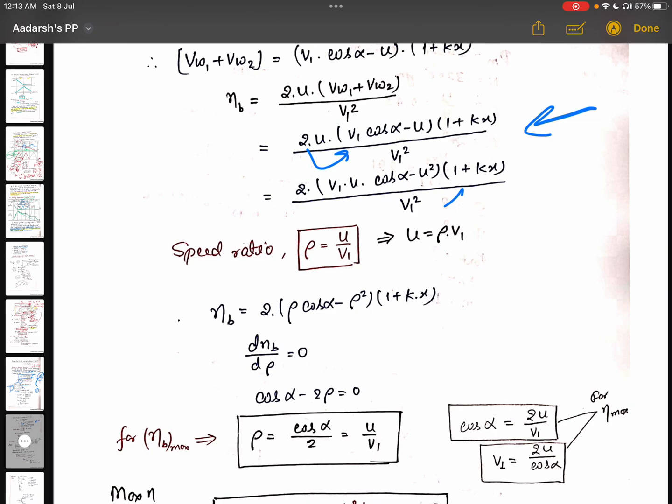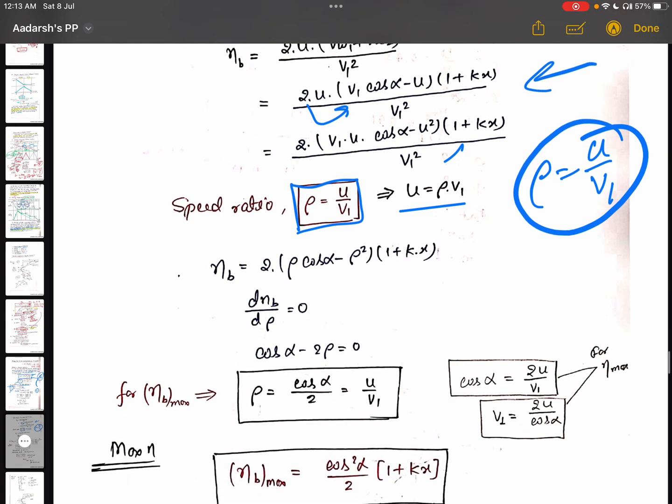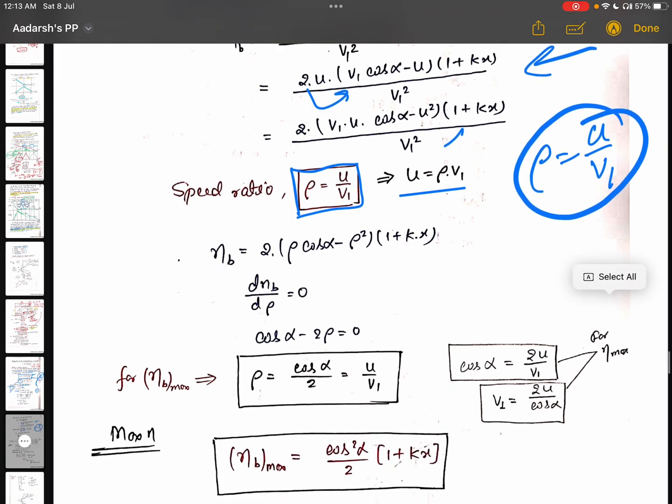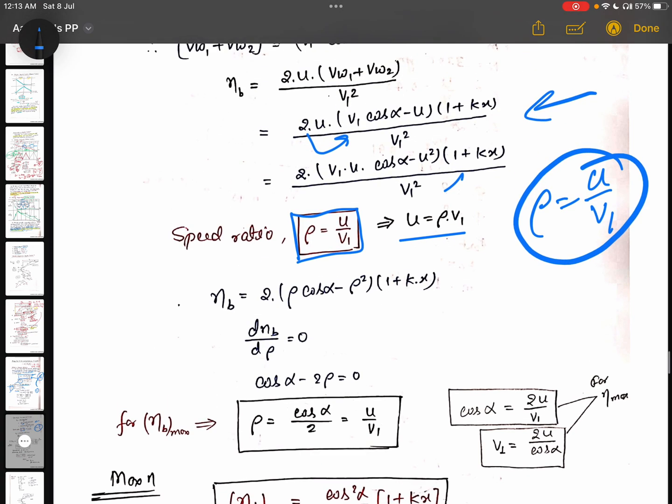And now we will define a term, the speed ratio u upon V1, rho, which will be constant, because u and V1 are our constraints here. So blade efficiency will be 2 into (rho cos alpha minus rho square) (1 plus kx). Now we will differentiate with respect to rho, because we have two variables here, so we are trying to convert to a single variable.